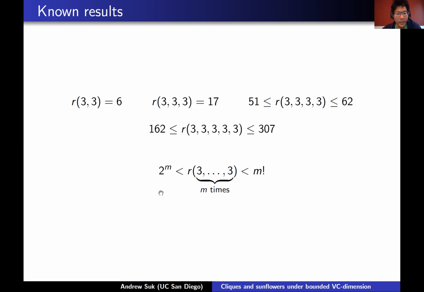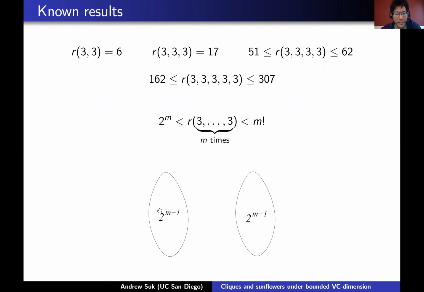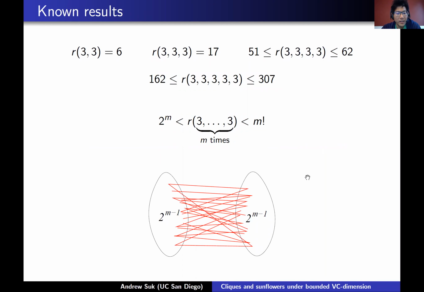The lower bound of 2 to the m can be seen as follows. You just take the complete graph on 2 to the m minus 1 vertices and inductively color all of the edges with m minus 1 colors, such that you don't produce a monochromatic triangle. And then you take another copy of that thing. And then for all edges going across these two parts, you give it the mth color. This coloring would give this lower bound of 2 to the m for this multicolor Ramsey number.